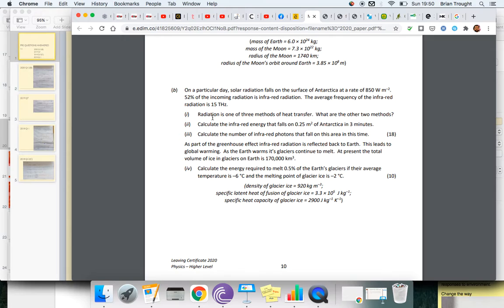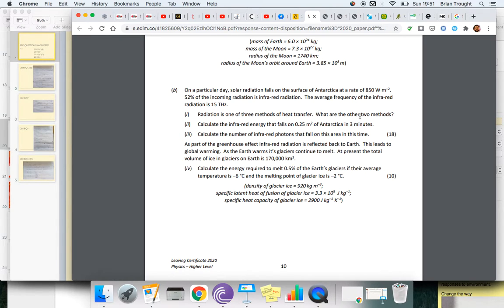The next sentence, the average frequency of the infrared radiation is 15 terahertz. That's the frequency of one photon. So 15 tera is 15 by 10 to the power of 9 hertz. So using E is equal to hf, we could get the energy of one photon. And the solar radiation would be made up of many, many photons. In fact, the energy here multiplied by the number of photons, so work out the energy from 15 terahertz, multiplied by N, which is the number of photons, will equal the amount of infrared radiation shining per second on 1 meter squared of the Antarctic surface.